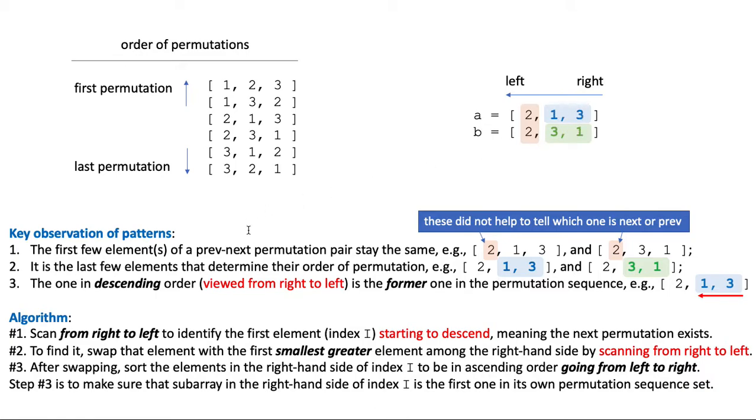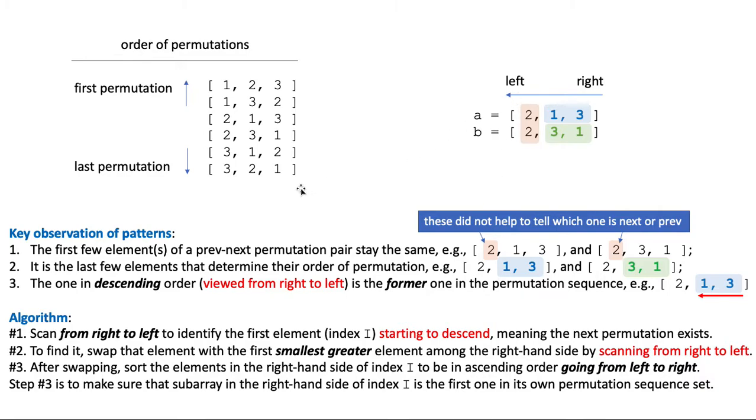Third, when you view from right to left, if it's in descending order, this 3 descending to 1, it is the former one in the permutation sequence. In contrast, if it's in non-descending order when you view from right to left, this 1, 3 non-descending, it is the latter one in the permutation sequence.